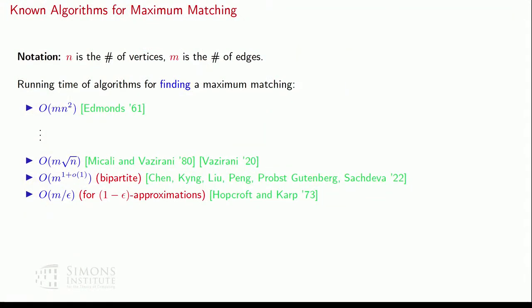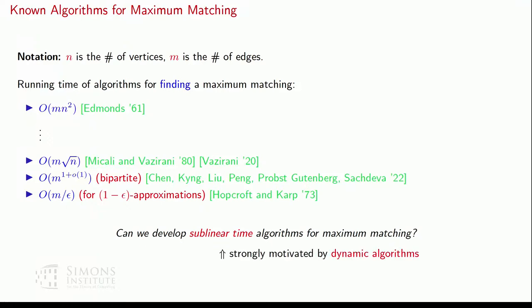So what we'll focus on today is, can we actually design algorithms that can go below linear time in the number of edges of the graph, algorithms that take less than n squared time if the graph is dense, basically a running time that cannot be as large as n squared. This is the question that we'll focus on today. And as I said, this is strongly motivated by dynamic graph algorithms.